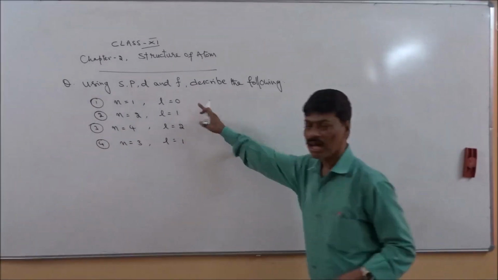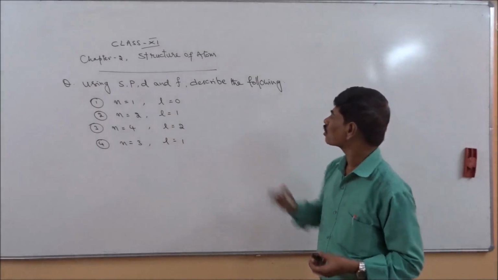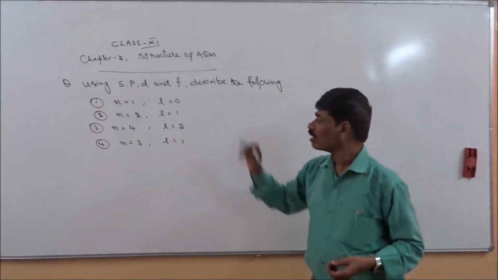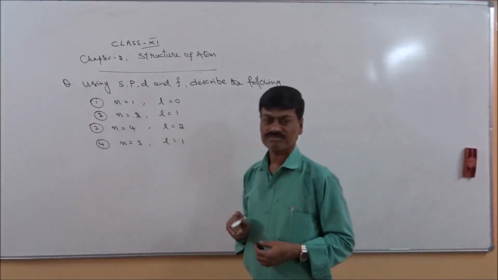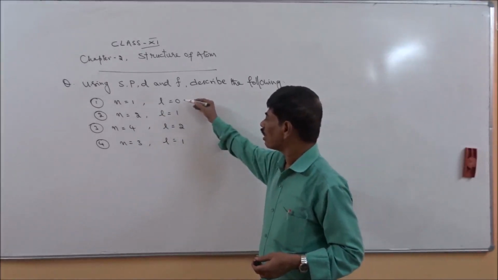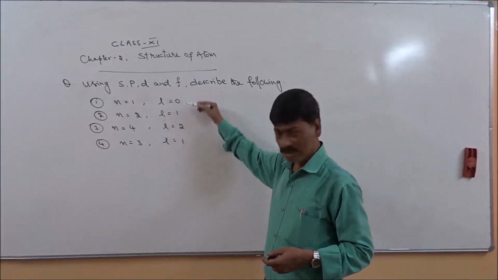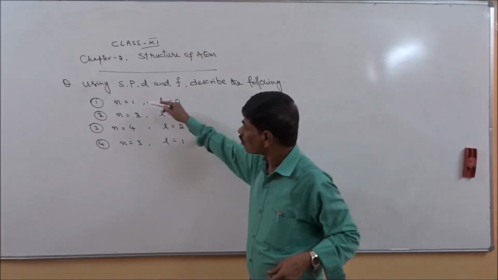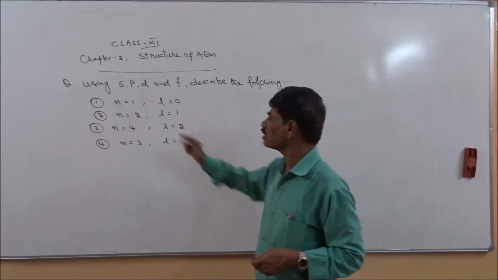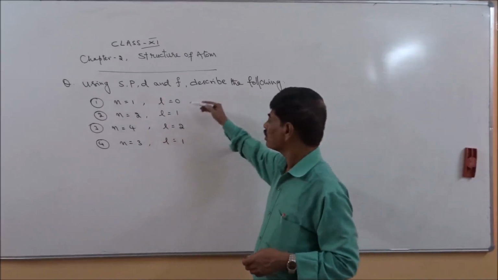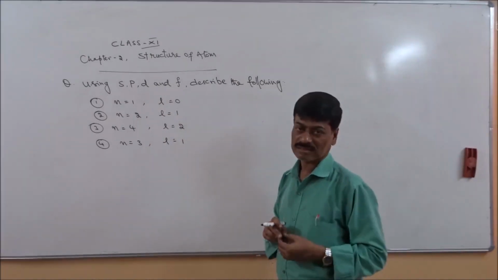Each one carries half mark. Half into 4, 2 marks. So this is the question. We have to describe which subshell is associated with the main shell. So here values are given. Values are azimuthal quantum number, right? Means subshells. Here 1, 2, 4, 3 represent main shells. 0, 1, 2, 1 represent subshells.